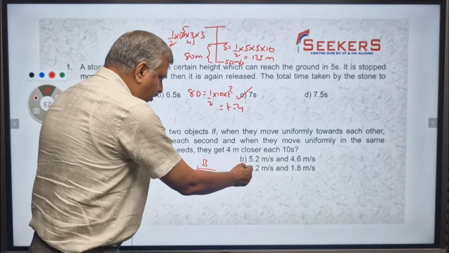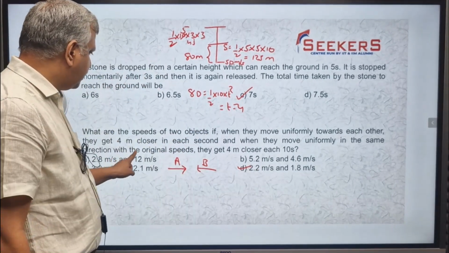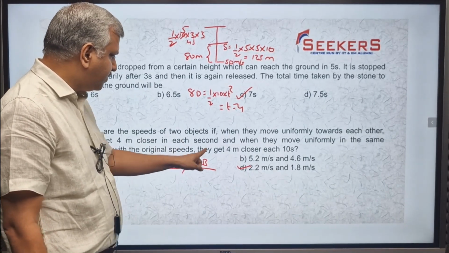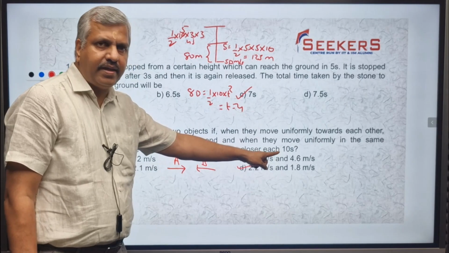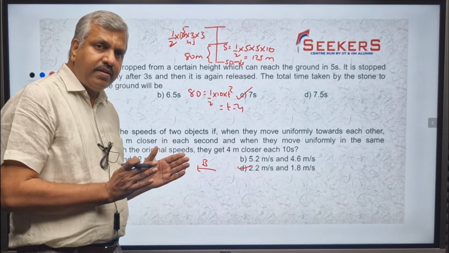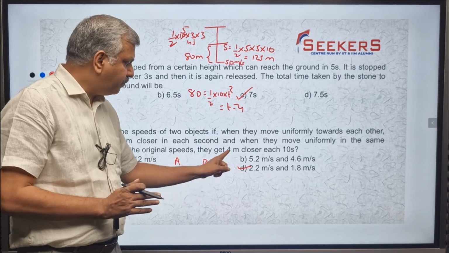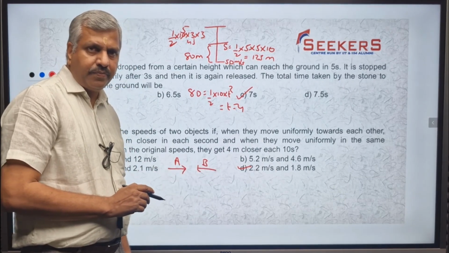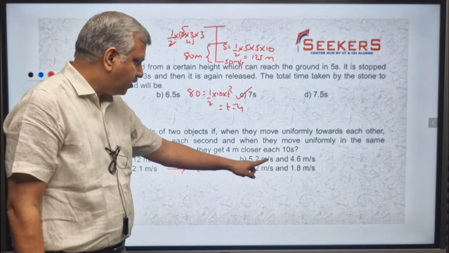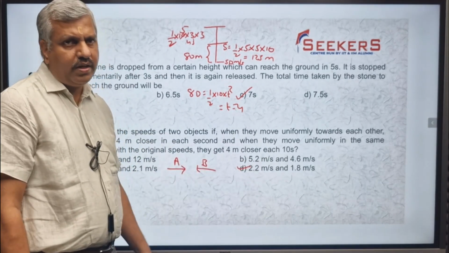Not only that, it also says that if they move in the same direction with their original speeds, they'll get 4 meters closer in 10 seconds. That means in 10 seconds they come 4 meters closer, which means their difference in velocities will be 0.4 meters per second. Okay, so here it is not, here it is not, here also it is not. This is the only option which will work out.